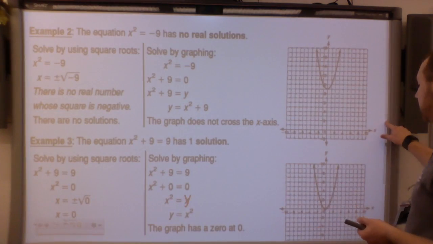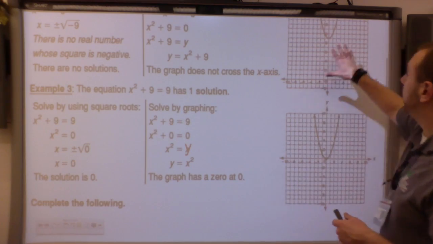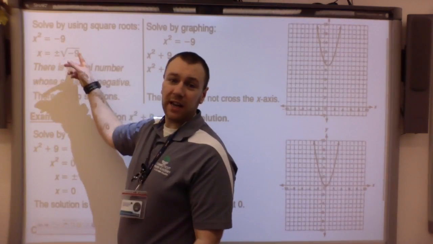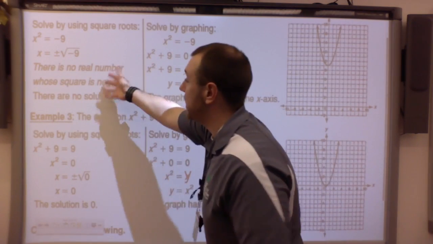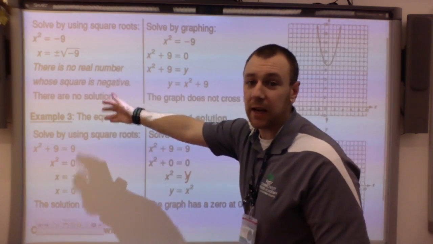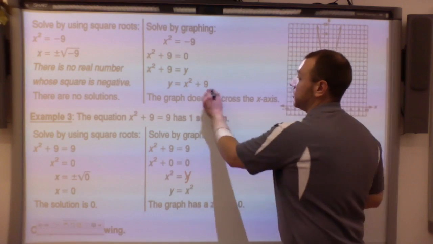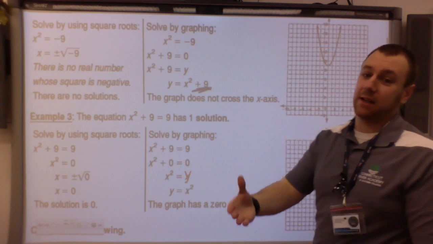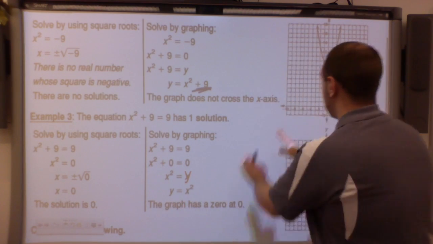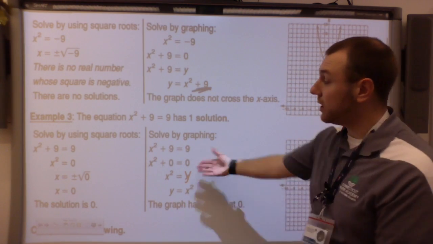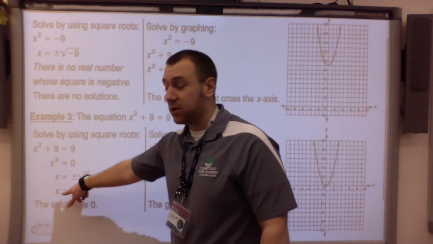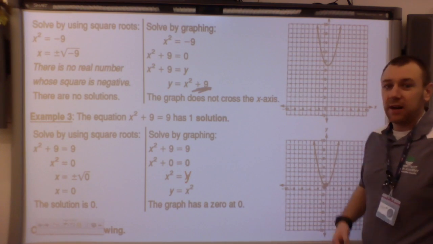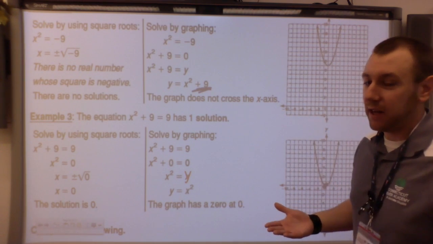And there's more examples of this where I have a square root of a negative. Well, there's no real number that's going to be a square root of a negative. Again, if I use my k, this plus 9 is moved up 9, which means it's not going to cross the x-axis. There's no roots. While here, if I cancel out the 9, the square root of 0, it means that k is not moved anywhere. It's right at the origin.